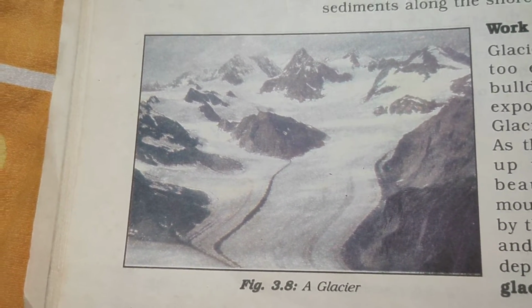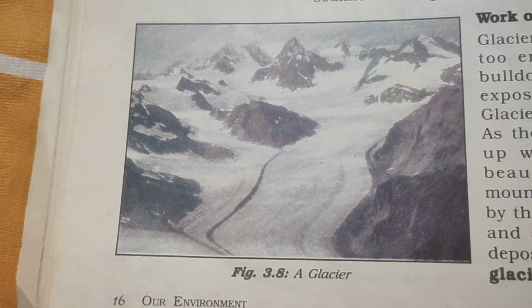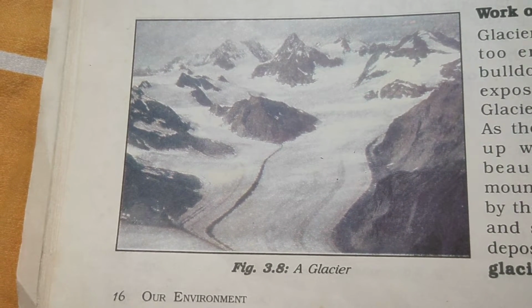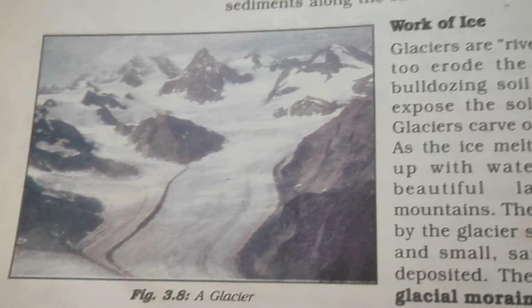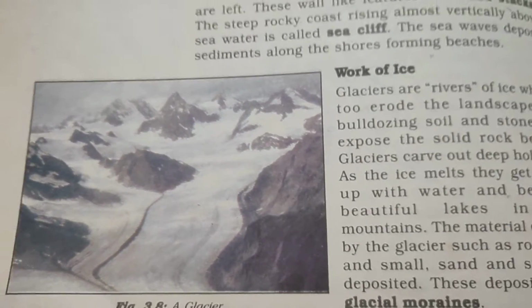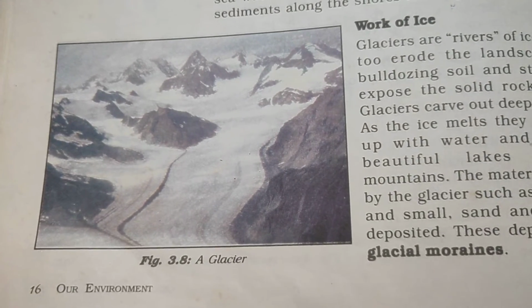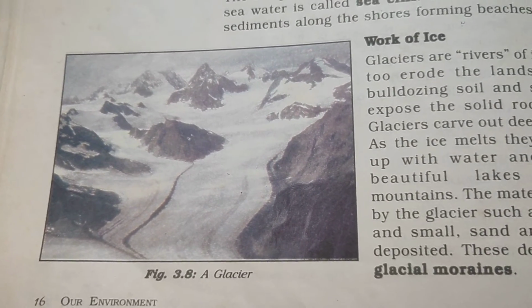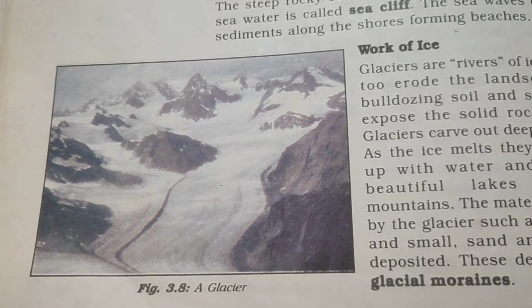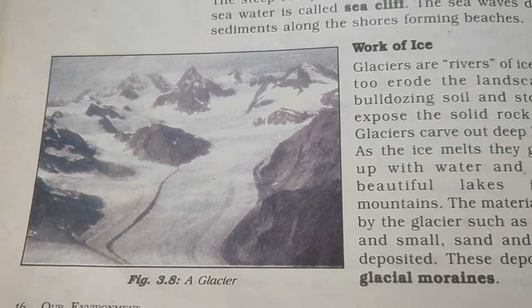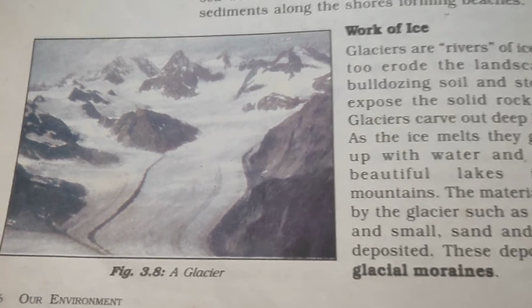Today we will discuss one of the important topics of class 7 geography, chapter number 3, our changing earth. Today's topic is work of ice. In the previous class we discussed the work of sea waves, and today we will discuss the work of ice and what landforms are formed by the action of ice.